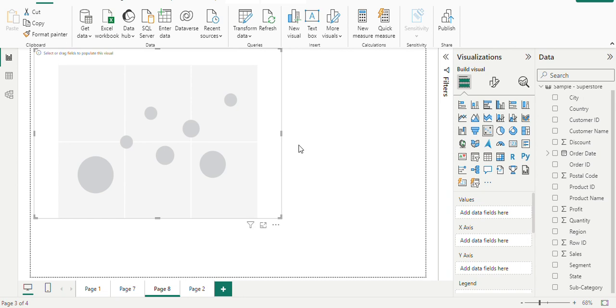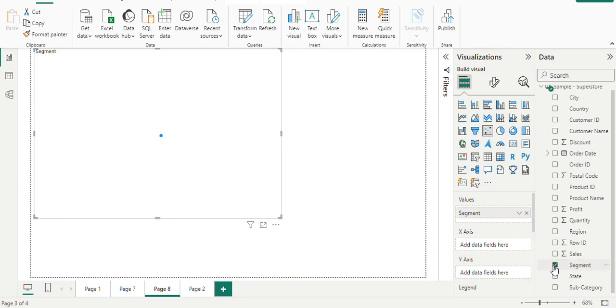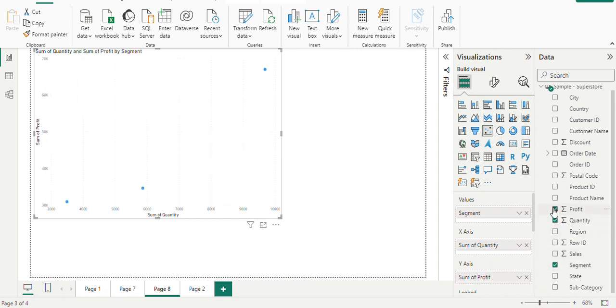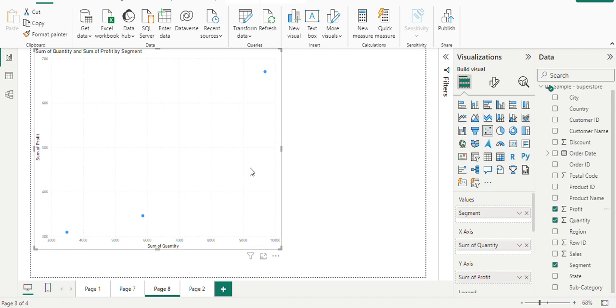So let's see scatter diagrams in detail. First let's see an example. We can add segment in the values over here. There are three segments: consumer, corporate, and home office. In the x-axis, we can give sum of quantity, the number of items we sold, and in the y-axis, let's give the profit. So the profit with the quantity is plotted, and there are only three data points available over here.